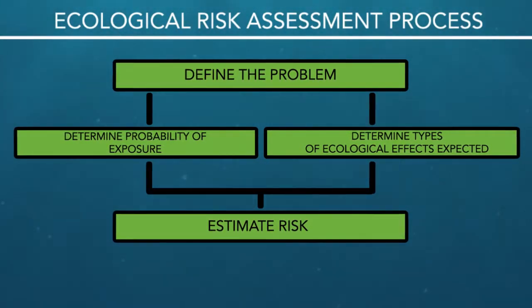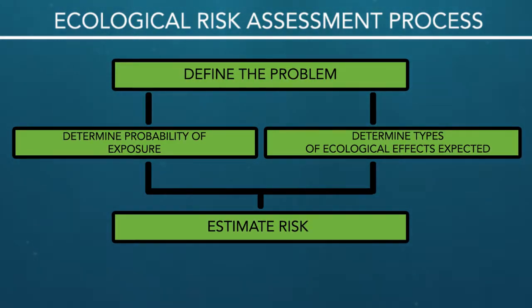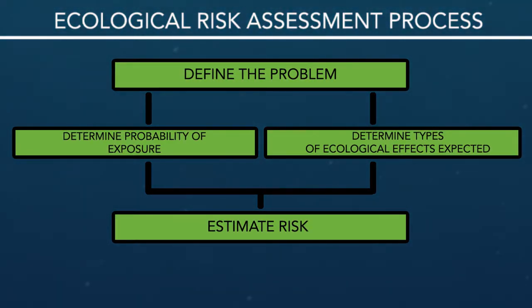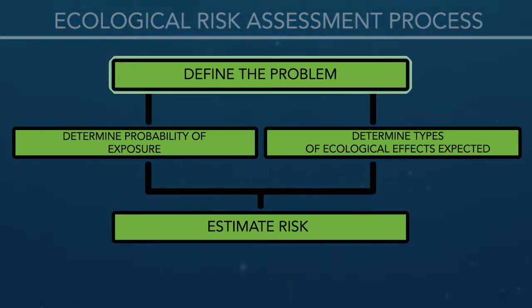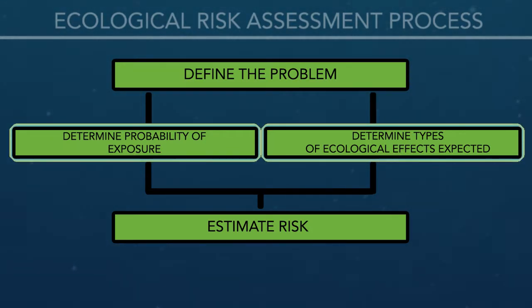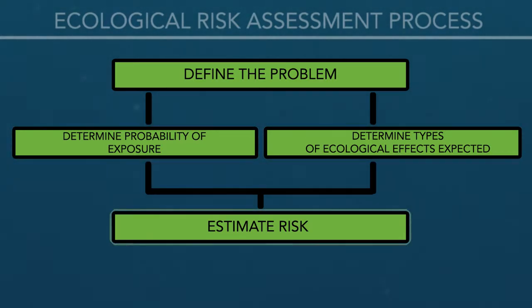The ecological risk assessment process is how scientists and decision makers work through the potential risks of human activities. The first stage is to define the problem. This involves determining what might cause effects. The next stage involves two steps: estimating the probability of an animal being exposed to the problem, and, based on that exposure, determining the types of ecological effects that might be expected. Based on these results, the risk of an ecological effect can be estimated.